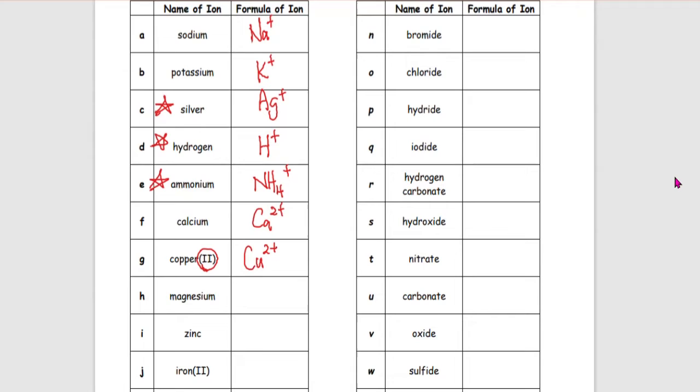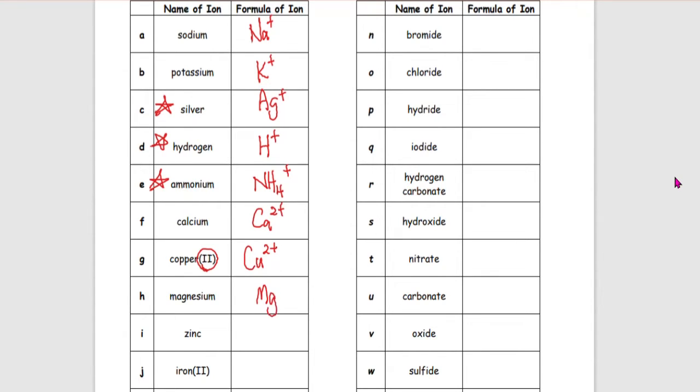Now a question most of you were asking: how come all of these are plus? They have all lost electrons. They all have this metallic property to lose electrons to form ions. Because they lose electrons, that's why all of them are plus.